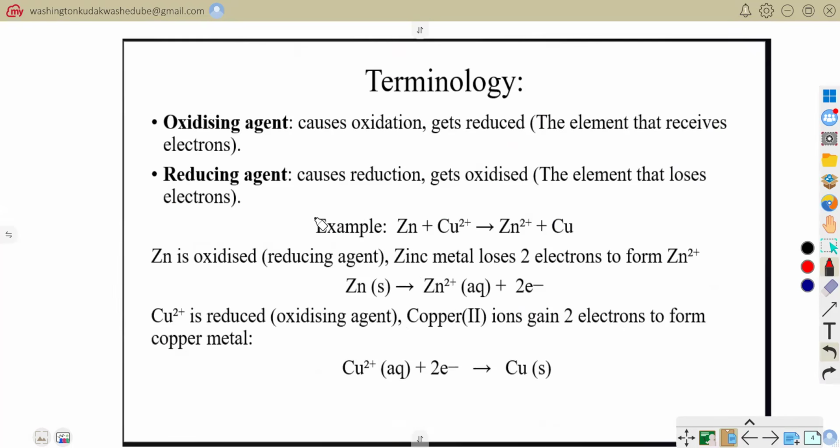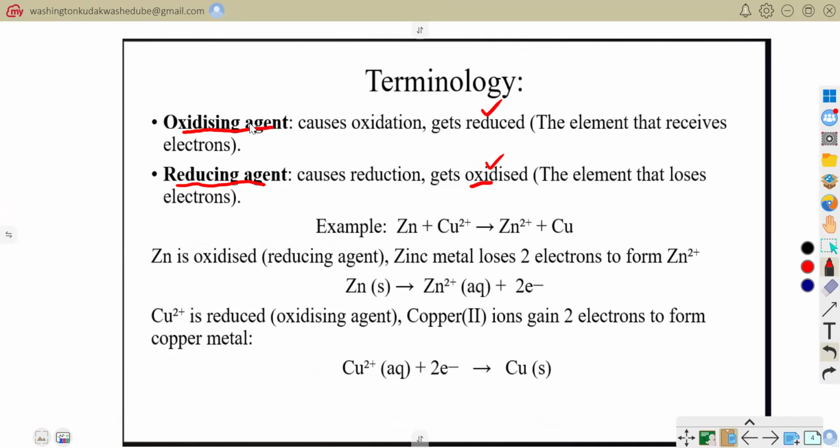Now, since we have said that a redox reaction involves both a reduction and an oxidation reaction, it simply means that there is an element that is going to be oxidized, and there is an element that is going to be reduced. The one that gets reduced is what we refer to as the oxidizing agent. And the one that gets oxidized is the one that we refer to as the reducing agent.